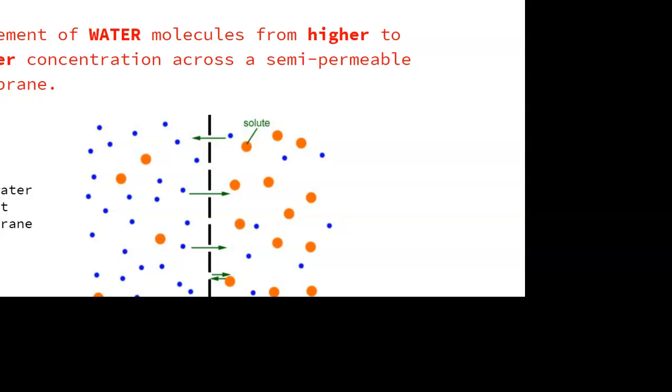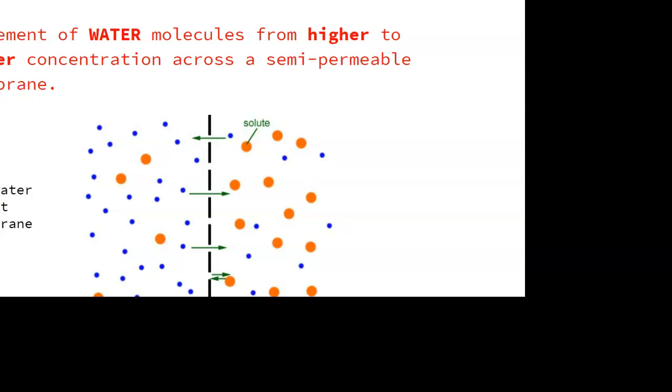So make sure you write down this definition and put a star by it. Osmosis is diffusion, but it's diffusion specifically of water molecules. And so like all diffusion, those water molecules diffuse from high concentration to low concentration. But the kicker is they have to diffuse across a membrane. And we call that membrane semi-permeable.